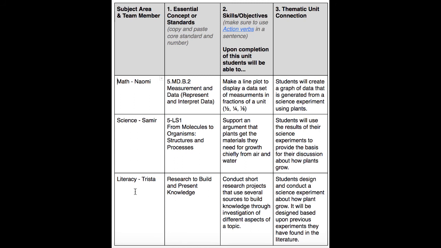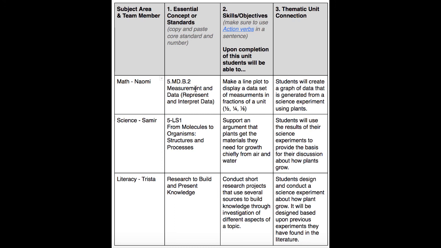And then finally in literacy, Trista, who's doing something about research to build and present knowledge, the objective is that she wants them to conduct short research projects that use several sources to build knowledge through investigation of different aspects of a topic. So in other words, the literacy is that they're going to be doing some research. And here the students are going to be designing this science experiment they're talking about, how plants grow, and it'll be designed based upon previous experiments that they've found in the literature.